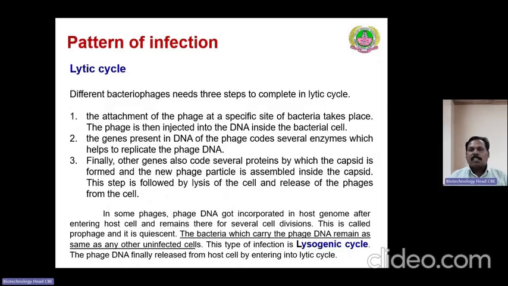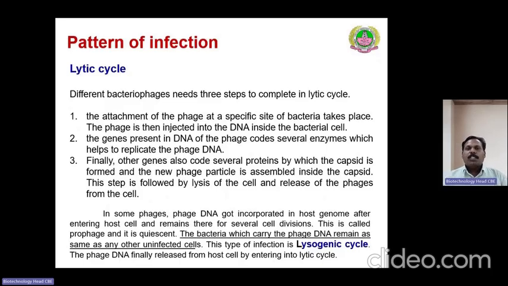So the bacteria which carry the phage DNA, even after being challenged by the viral phage DNA, are not lysed, but still remain the same as any other uninfected cells. And this is what we call the lysogenic cycle of bacterial viral infection. So the phage DNA is finally released from the host cell by entering into the lytic cycle.